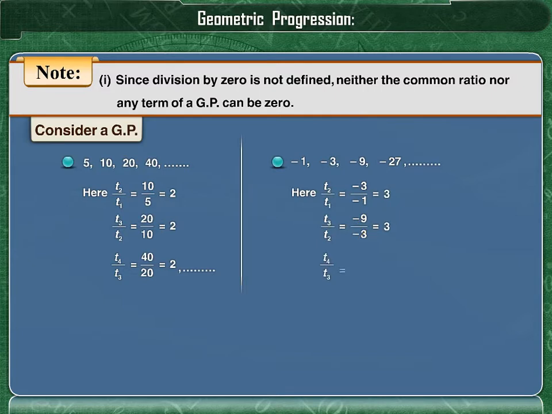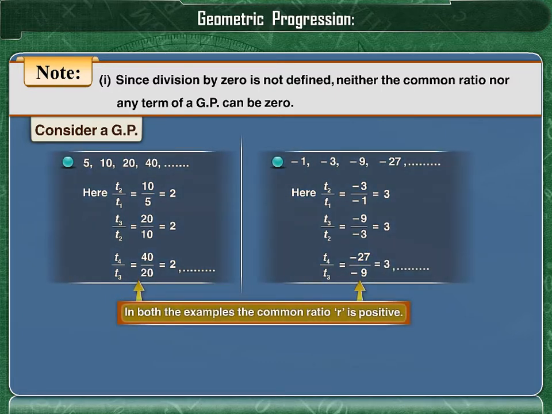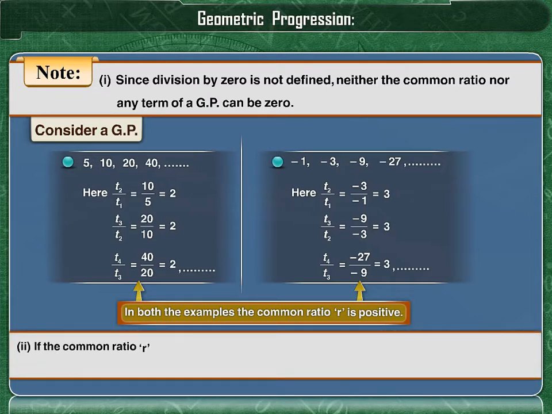In both the examples, the common ratio R is positive. What do you conclude from this? If the common ratio R is a positive number, then all the terms of the GP will have the same sign. In this case, all the terms of the GP will be either positive or negative.